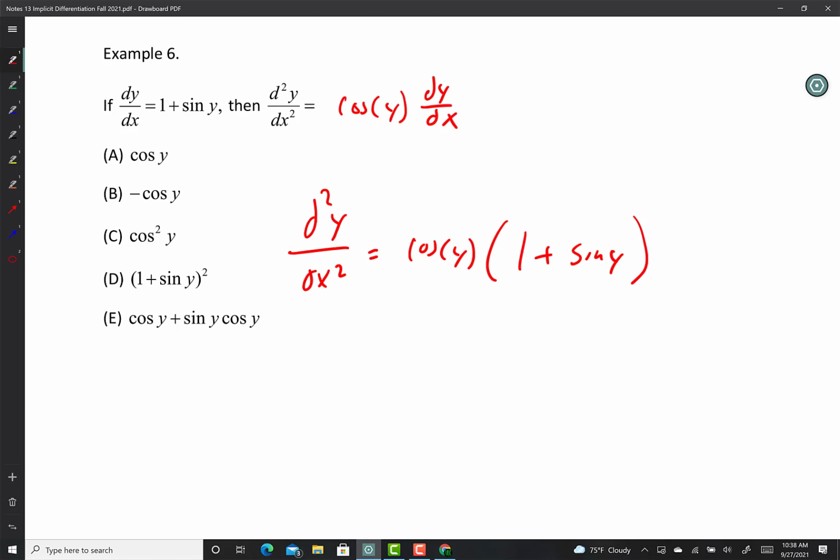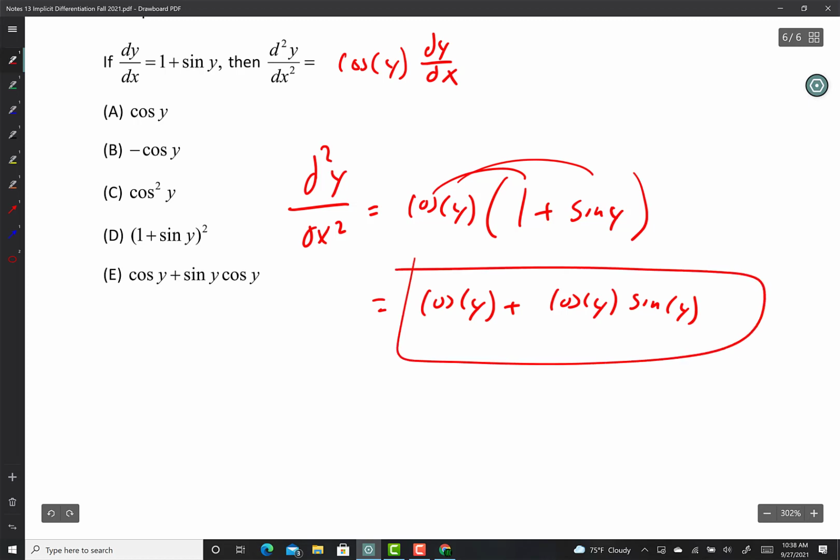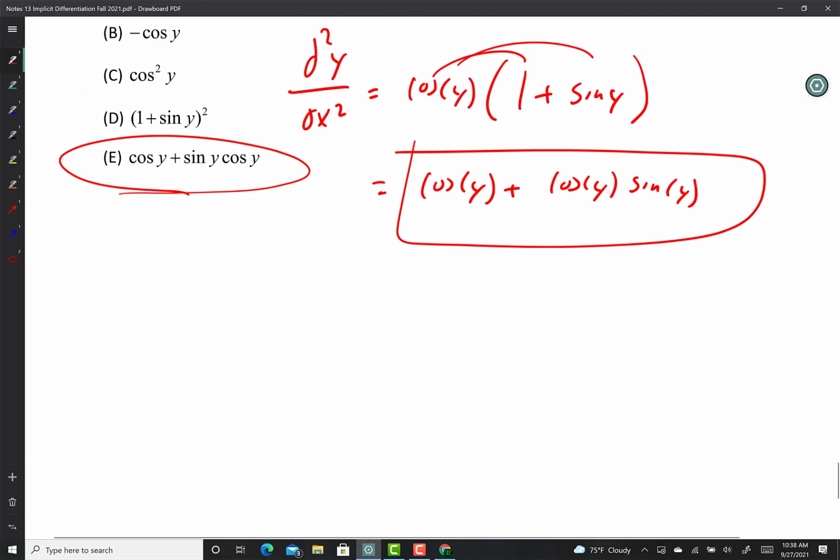Let's go ahead and distribute that. It looks like it's just cosine y plus cosine y sine y. Oh, that one wasn't hard at all. I was expecting it to be more algebraic, because they usually are. Which one is this one? Letter E. Yeah, that one wasn't tough at all. Lame. How do we feel?